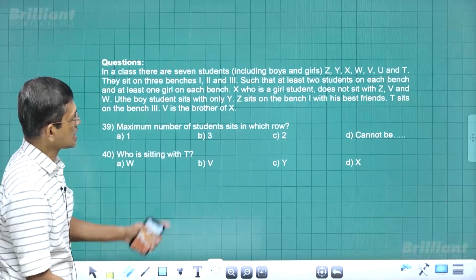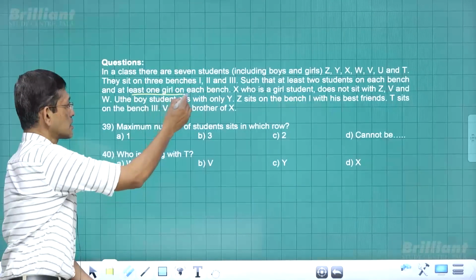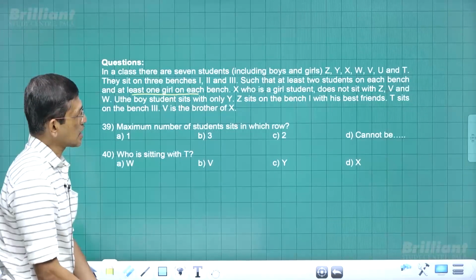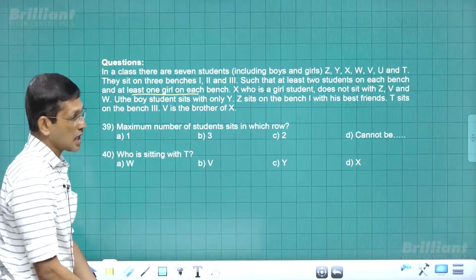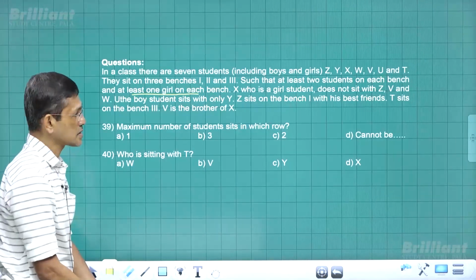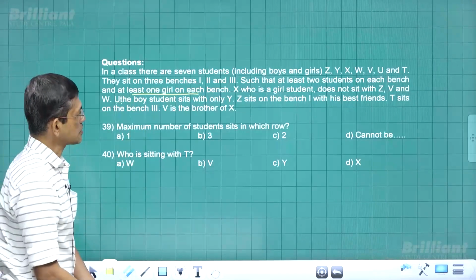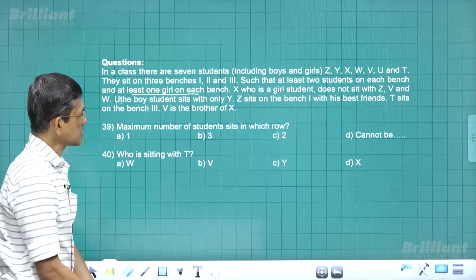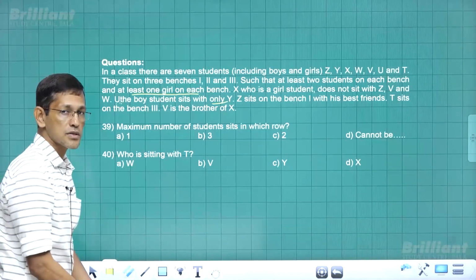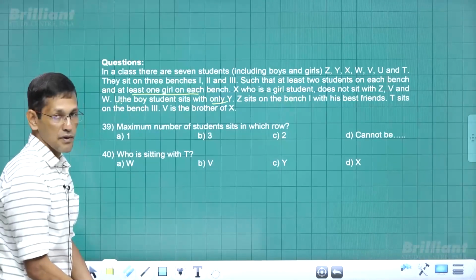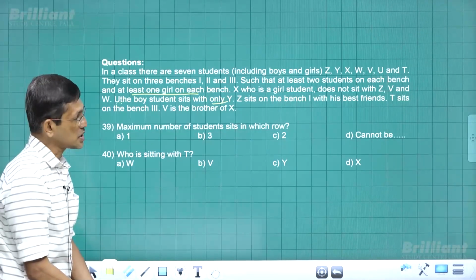Then, what is the next part of the question? At least 2 students on each bench and at least 1 girl on each bench. Then X, who is a girl, doesn't sit with Z, V, and W. She doesn't sit with those 3 persons. U, the boy student, sits with only Y. That means U and Y must be sitting on the same bench, and nobody else is on that bench. Then C sits on bench 1 with his best friends. Z is on the first bench.